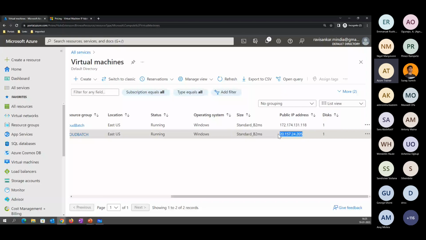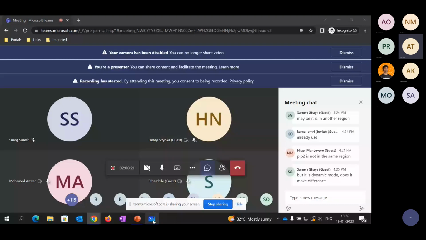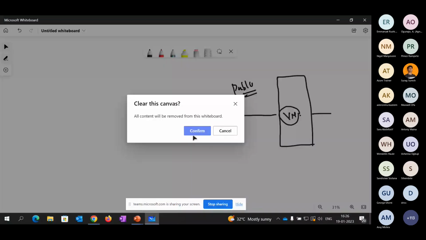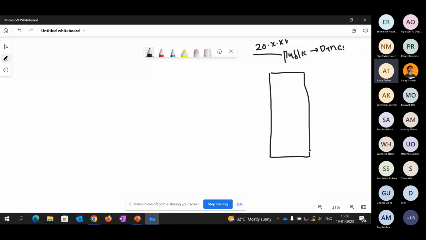Now connecting to Samesh's question here. What will happen if it is in dynamic mode? Samesh, if you have configured your IP address in a dynamic mode, for example, I hope you can see a whiteboard here. For example, you have a VM running here. There is a public IP address assigned, 20.x.x. It's configured in a dynamic mode, and this has been attached to an IIS server.